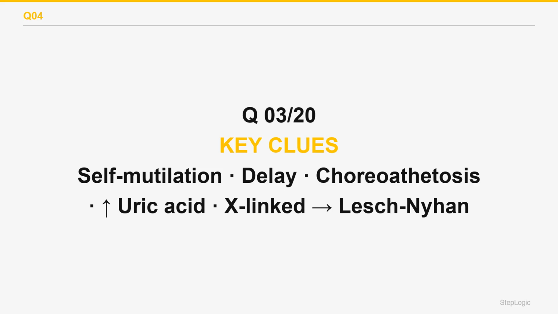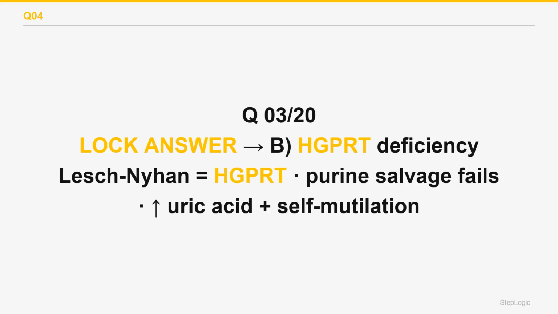Without it, purine bases cannot be salvaged and are instead degraded to uric acid by xanthine oxidase, and de novo purine synthesis is upregulated. Both drive hyperuricemia. The result is the classic tetrad: intellectual disability, self-mutilation, choreoathetosis, and hyperuricemia with gout and urate stones.